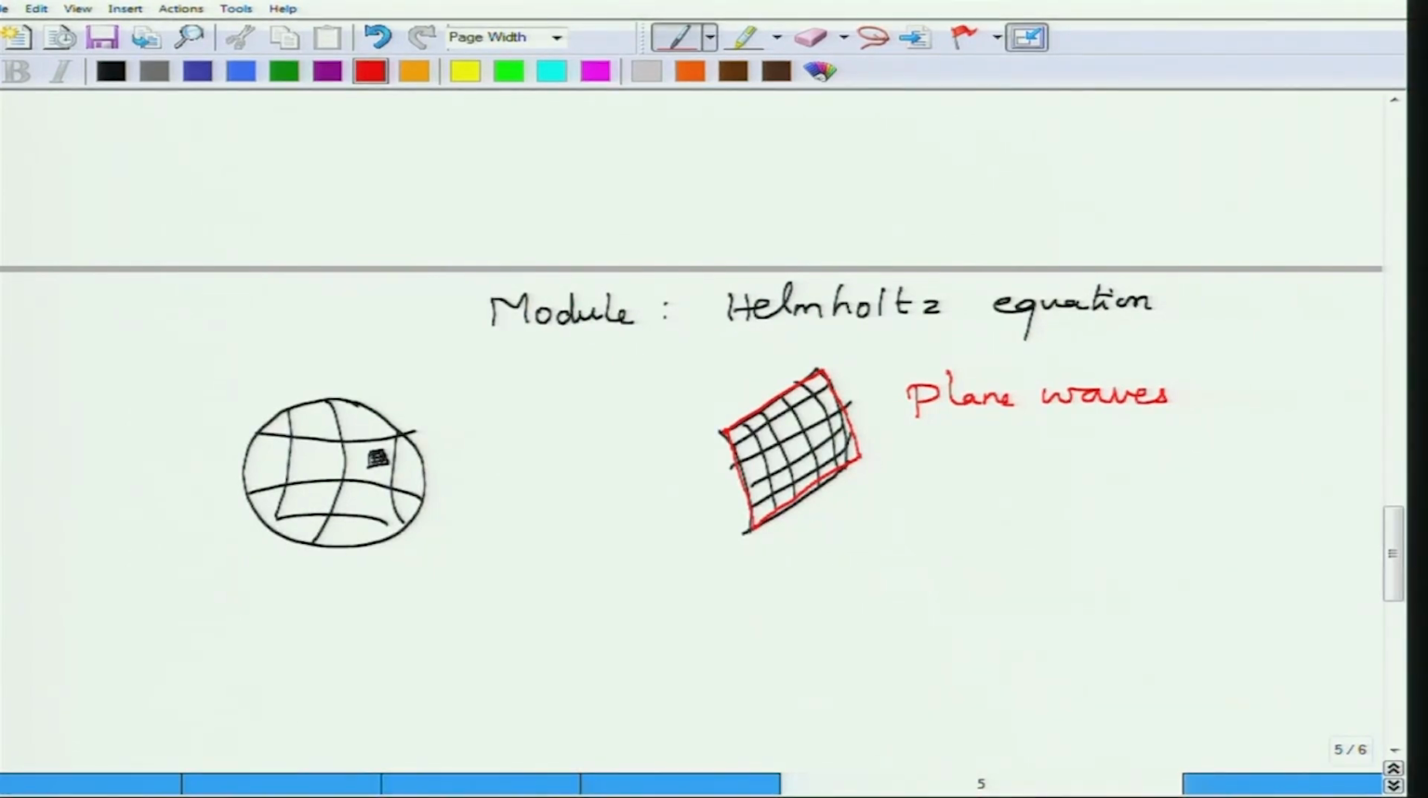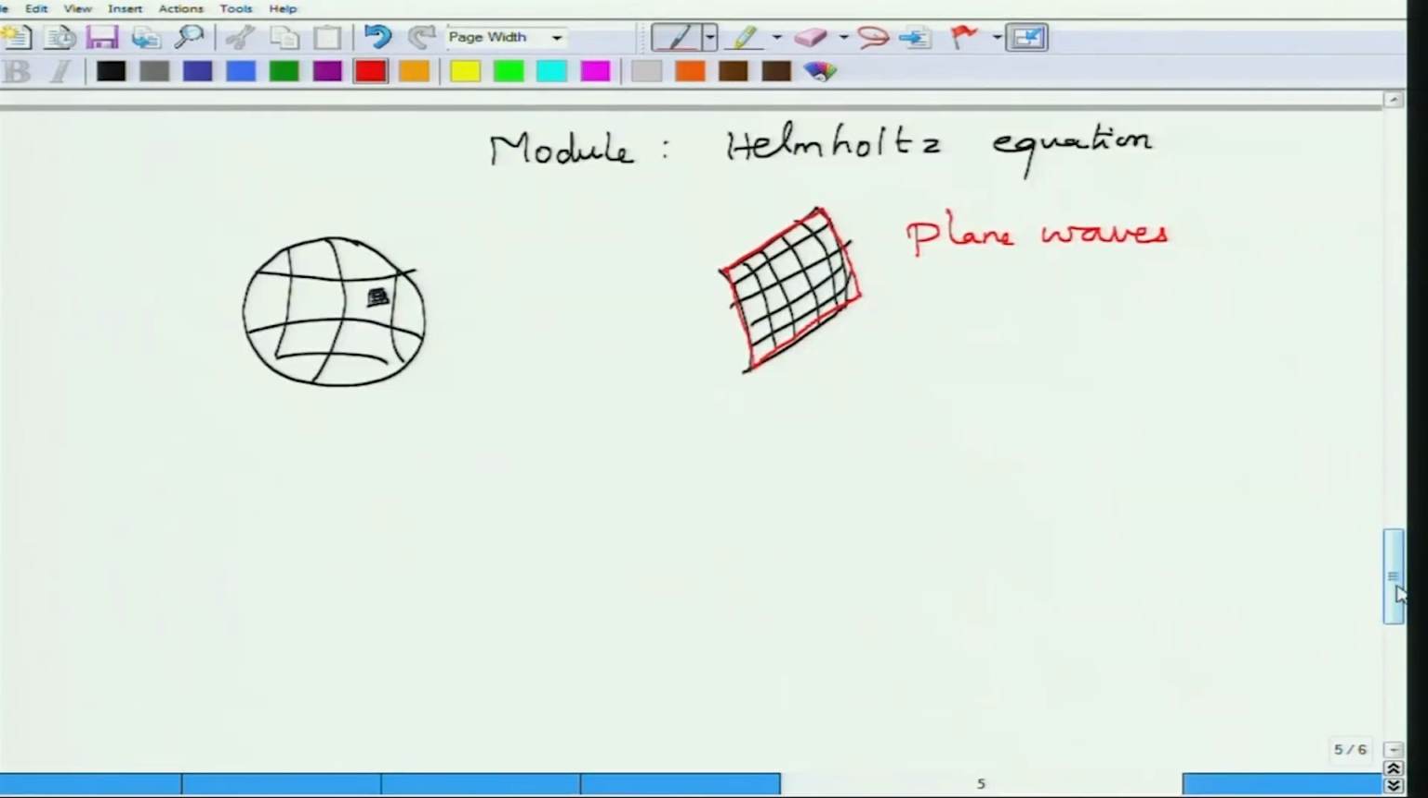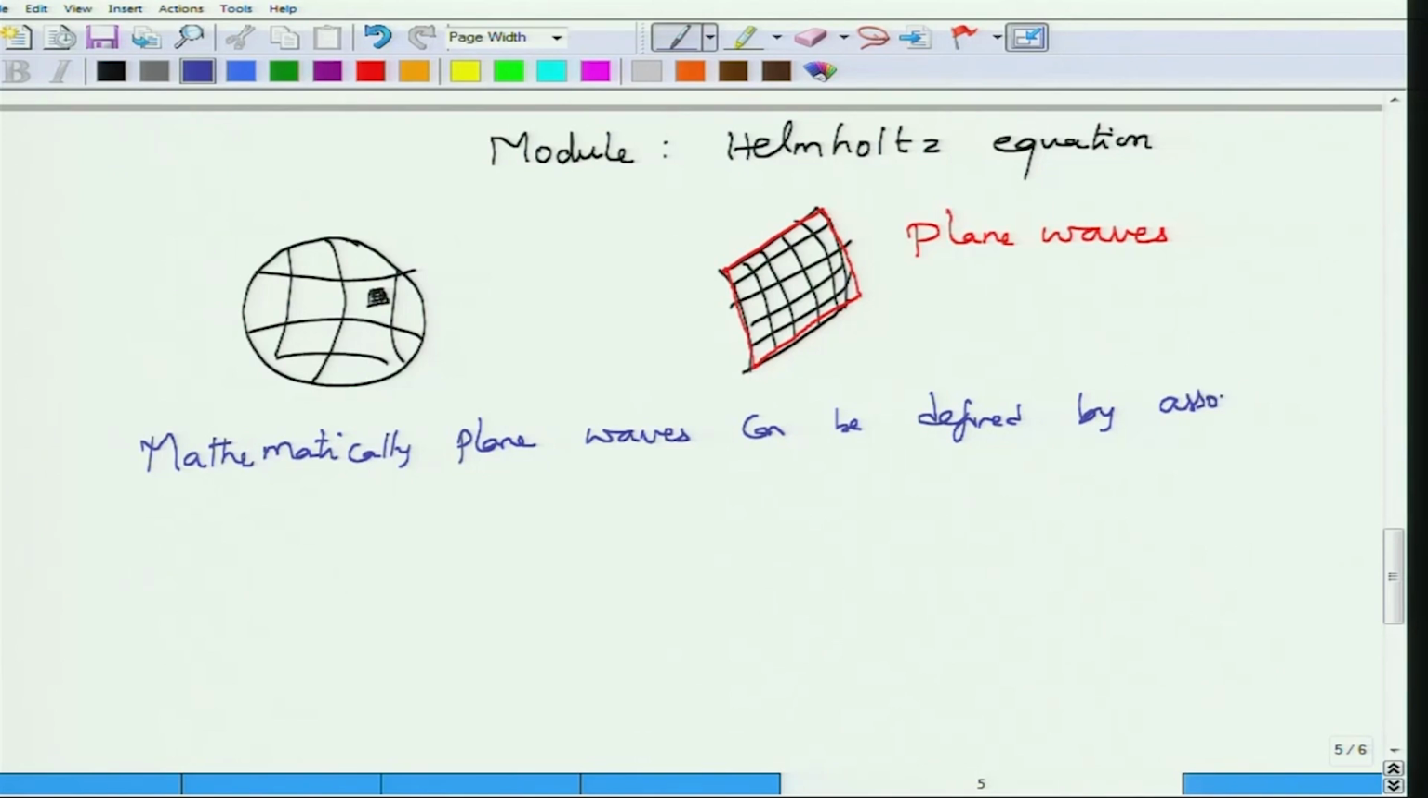This is why this is sometimes called the plane wave approximation, and that is very widely used in electromagnetic studies and optical studies. So how do we define mathematical plane waves? Mathematically, plane waves can be defined by associating E and H fields to be of this form.